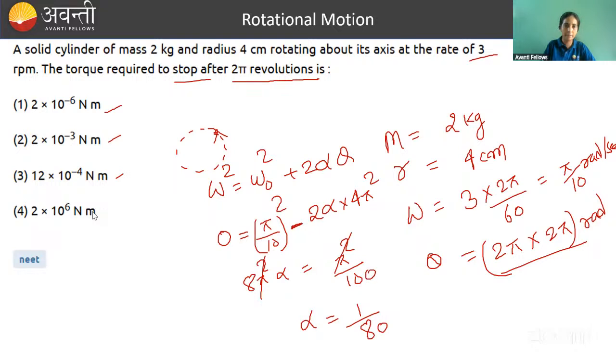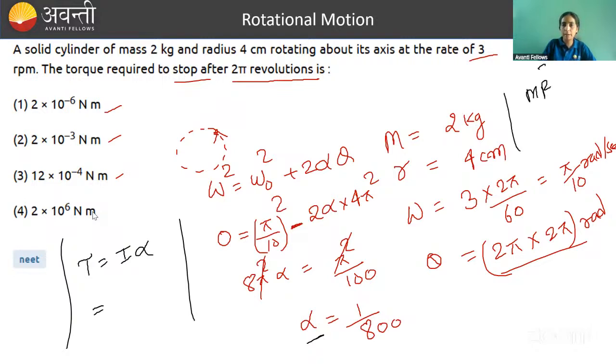No, this is 100, right? So 1 by 800. ठीक है, कैलकुलेशन सही से देखना जो भी मैं कर रही हूँ. अब देखो कॉन्सेप्ट तो ये है, उसके बाद हमें निकालना क्या है? We have to calculate torque. We have calculated alpha. Torque और alpha कैसे related है? I alpha. ठीक है. So moment of inertia will be what? If you see here, this is a solid cylinder. So moment of inertia क्या होगा? MR square by 2. So you just do the thing. 2 into that is mass. Radius का square. Radius is 4 centimeter. So in SI unit लोगे meter.